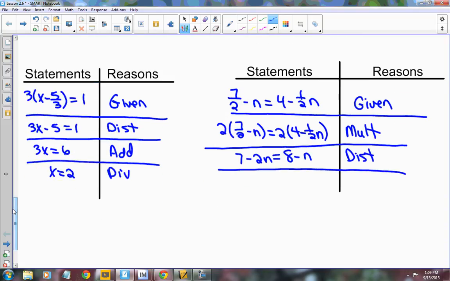Now at this point we might take different paths. I'm going to show you one way, then we're going to talk about another way that it could be done. At this point, if it were me solving it, I would add n to both sides. So that would give me 7 minus n equals 8 by addition. Then I would subtract 7 from both sides. That gives me negative n equals 1 by subtraction.